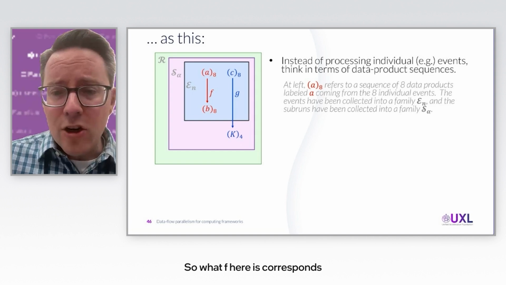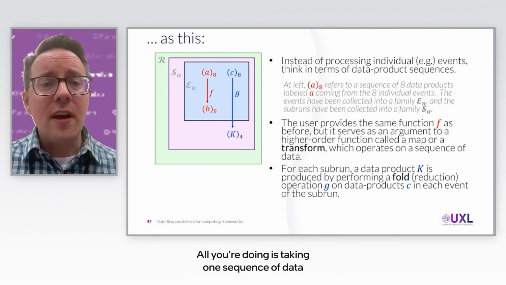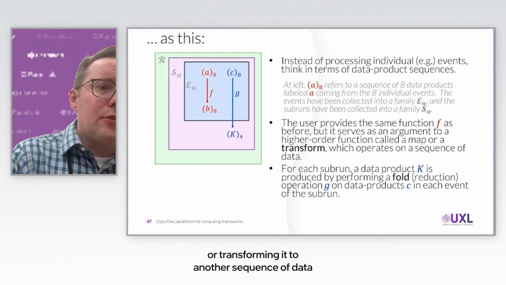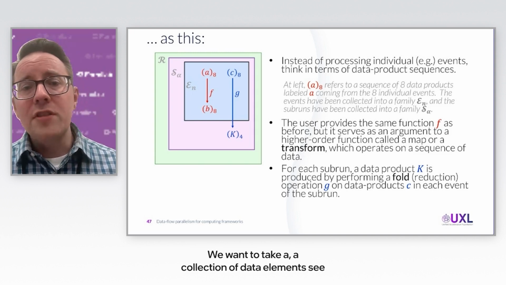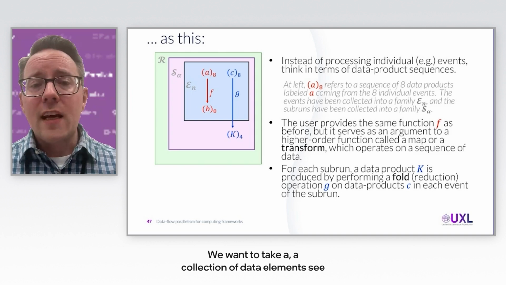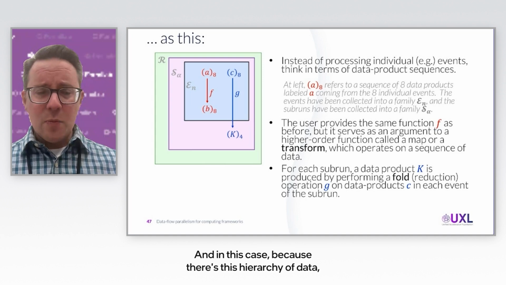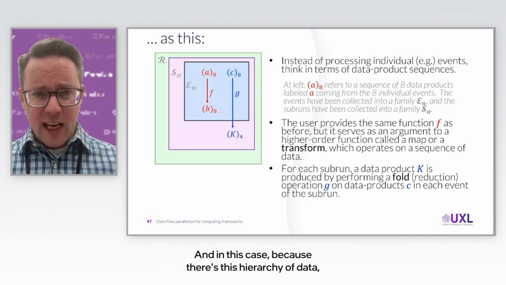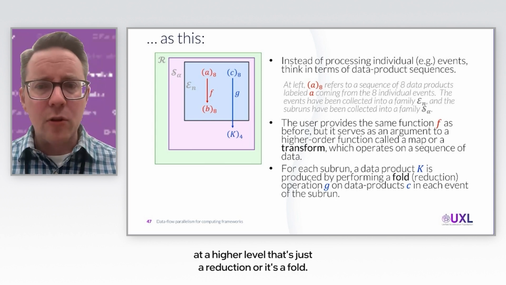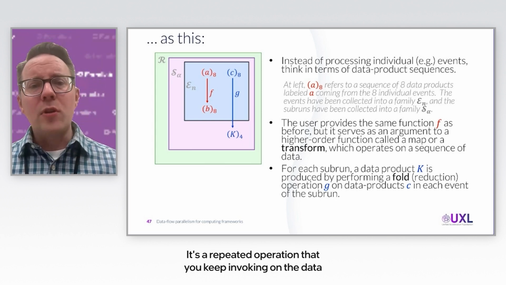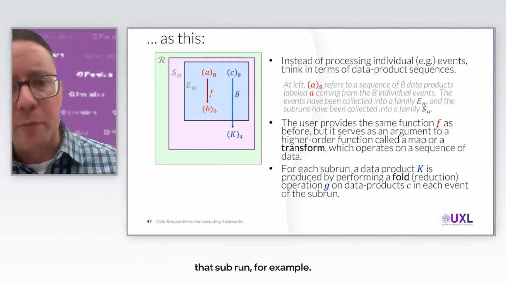What F corresponds to here is something called a transform, or a map. All you're doing is taking one sequence of data and transforming it to another sequence of data of the same length. For the other kind of operation, we want to take a collection of data elements, C, and transform them to a smaller collection. Because there's this hierarchy of data, we're going from all these events to something at a higher level. That's just a reduction, or a fold. It's a repeated operation that you keep invoking on the data until you obtain your final result for that subrun, for example.